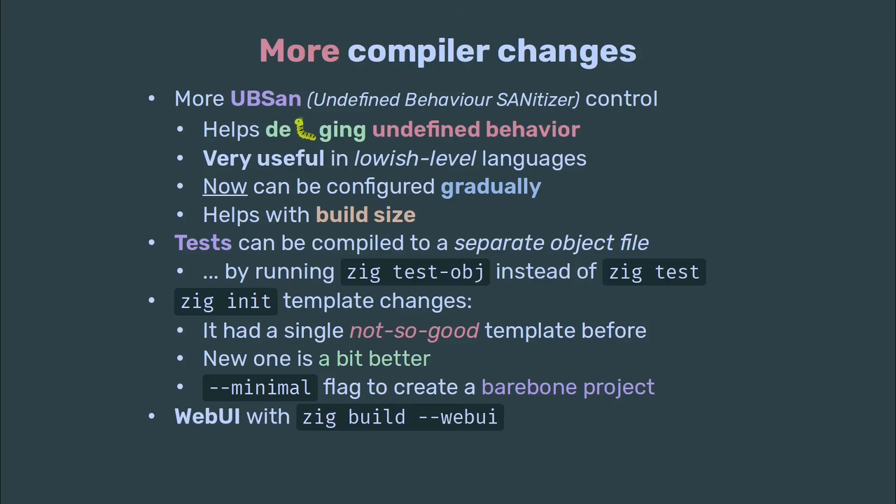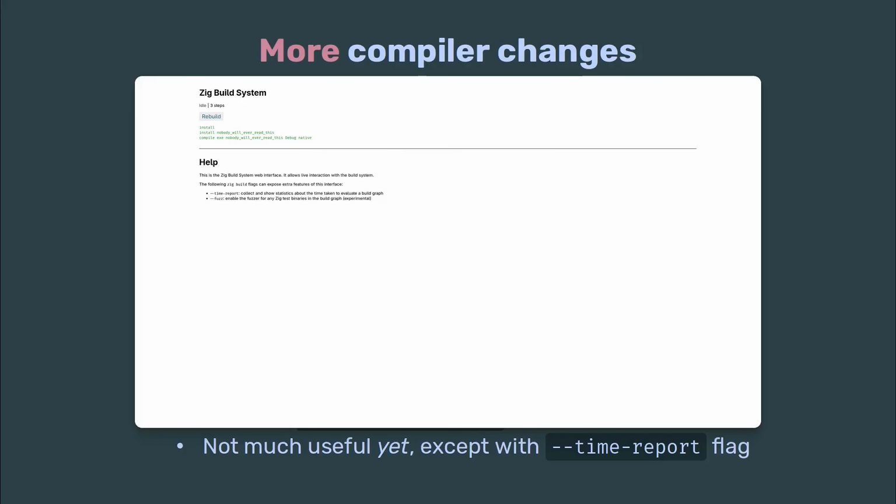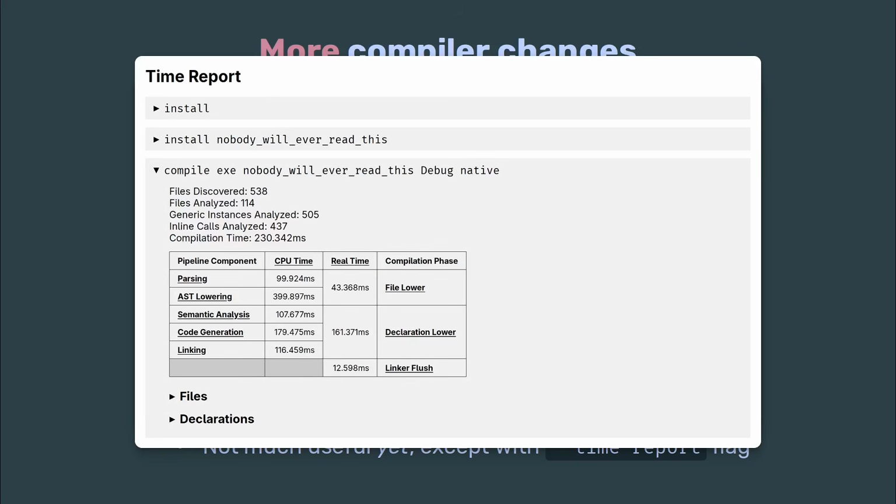Yeah, let's now go to a web interface for the build system. Running zig build with the web UI flag starts a web server with a horrendous UI, but with useful information if we also add the time report flag. Not much to see here now, but we can basically see how Zig compiled 100 source files in just 200 milliseconds, which is pretty impressive and will only improve when we get incremental compilation.